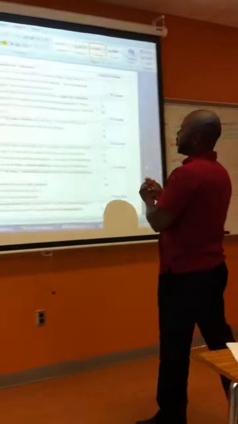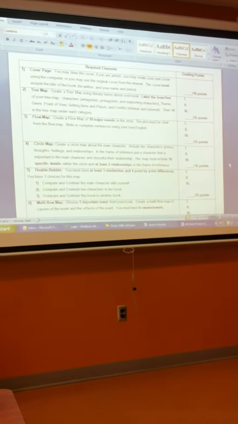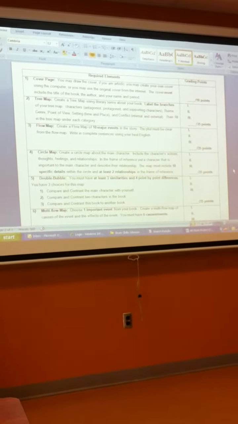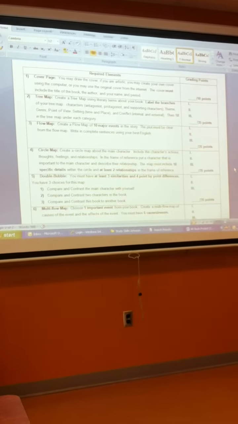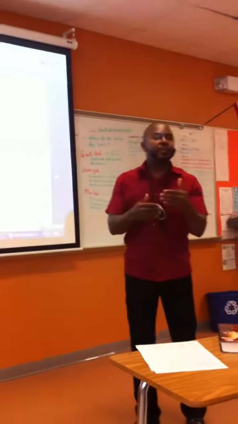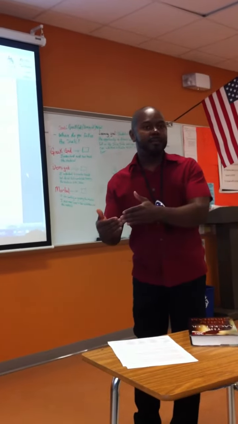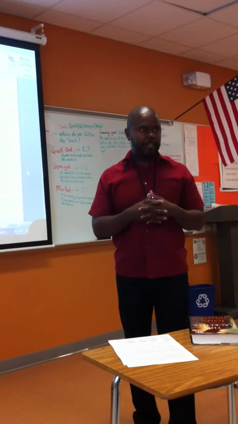Then we're going to move on to a double bubble. You must have at least 3 similarities and 4 point-by-point differences, okay? You have 3 choices for this map. You can compare and contrast the main character to yourself. So if I was comparing and contrasting the main character to myself, I would compare Malcolm to Mr. Johnson, okay? That would be the first option that I would have.